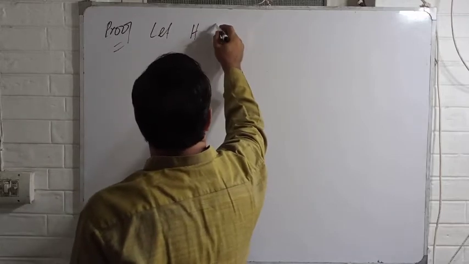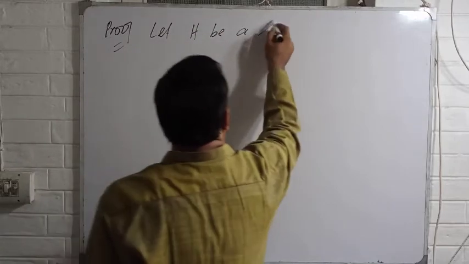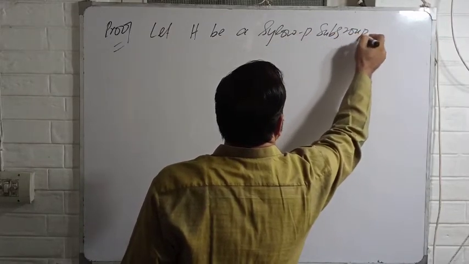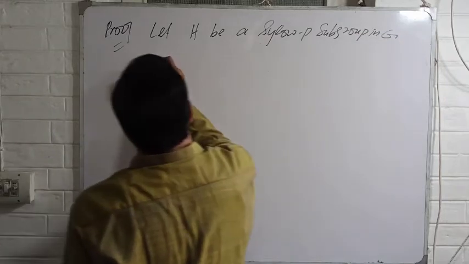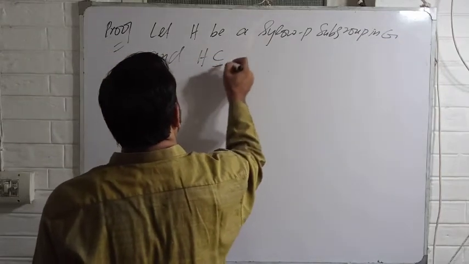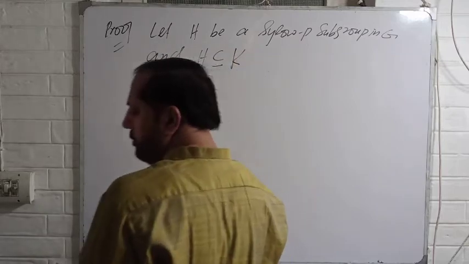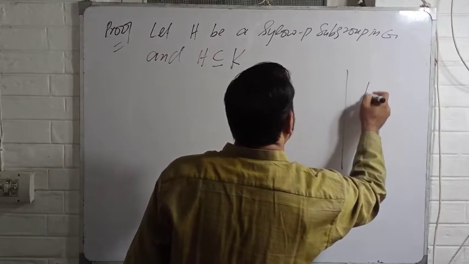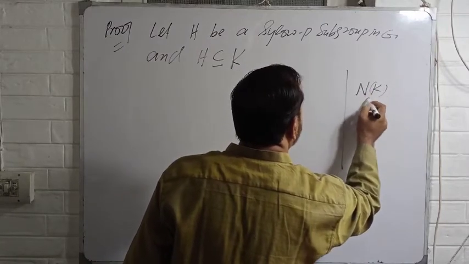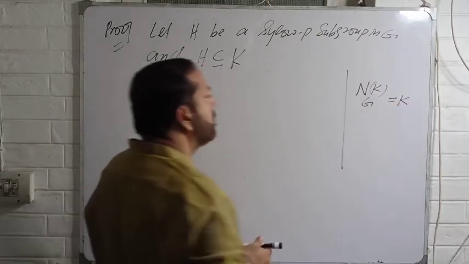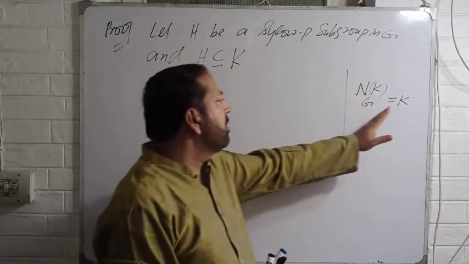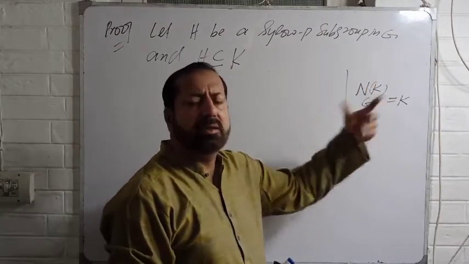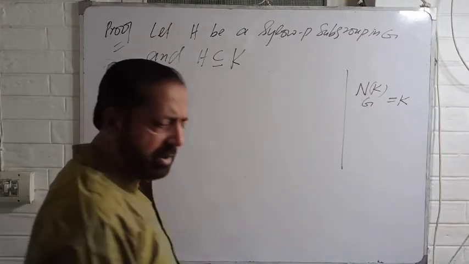Let H be a Sylow-p subgroup in G, and H is contained in K, and you have to show that the normalizer of K in G is equal to K. So one thing is very much clear, that K is contained in this, because you know that the normalizer always contains K as a subgroup, right? So one thing is very much clear.